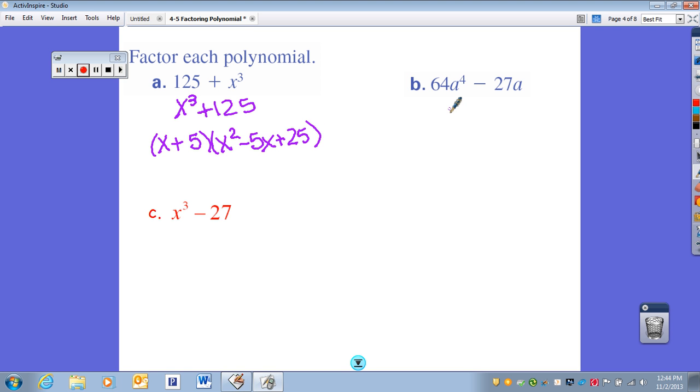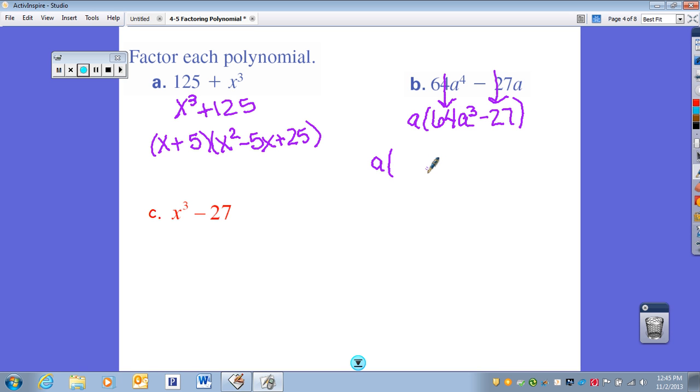In our next example, we have 64a to the fourth minus 27a. The first thing that we need to do is to take out the common factor, which is a. So now we have 64a cubed minus 27. And notice that this term and this term are perfect cubes, and so we have the difference of cubes, which is our special pattern. To factor that, don't forget we have our common factor of a.